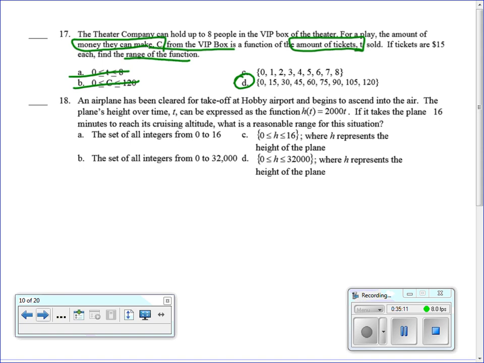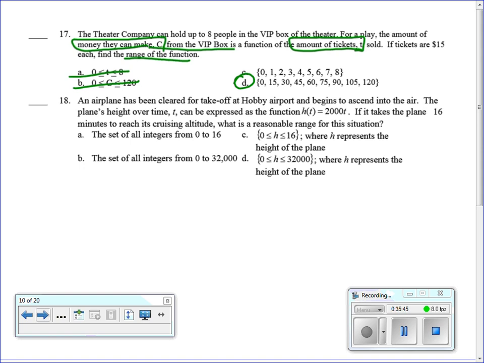Looking at 8, it says an airplane has cleared for takeoff at Hobby Airport and begins to ascend in the air. The plane's height over time t can be expressed as the function h of t equals 2000t. If it takes the plane 16 minutes to reach its cruising altitude, what is a reasonable range for this situation? Again, we're looking for the range. t would be the time, and the range would be the plane's height.